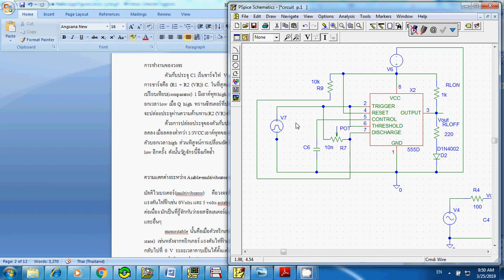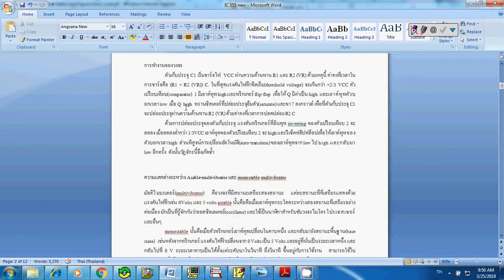This is the way I connect it as the monostable multivibrator. So that's why you need the trigger pulse to change your output from 1 to 0 or 0 to 1, or high to low or low to high. How does it work? Capacitor C1 will start charging to VCC through resistor R1 and R2, which is a potentiometer or variable resistor.